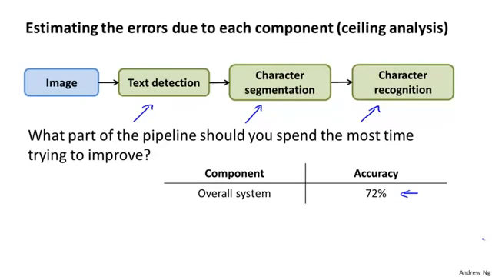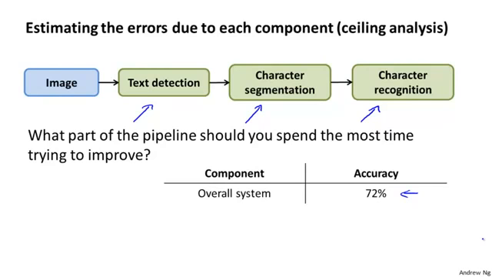So in other words, we have some set of test set images, and for each test set image, we run it through text detection, then character segmentation, then character recognition, and we find that on our test set, the overall accuracy of the entire system was 72% on whatever metric you chose.